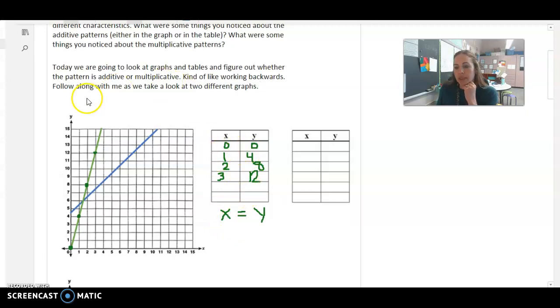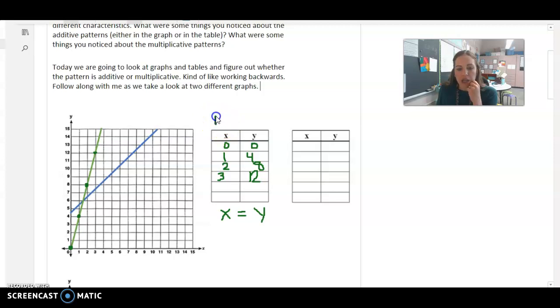Well, do you remember what some of the attributes or characteristics of our patterns were? Which one always went through the origin? If you remember, the multiplicative patterns always went through the origin because every time you multiply any number by 0, you're going to get 0. So if X is 0, then our Y is always going to be 0 when we're multiplying. And our green line follows that rule: when X is 0, Y is 0, because our line goes through the origin. So we know we are going to be multiplying.